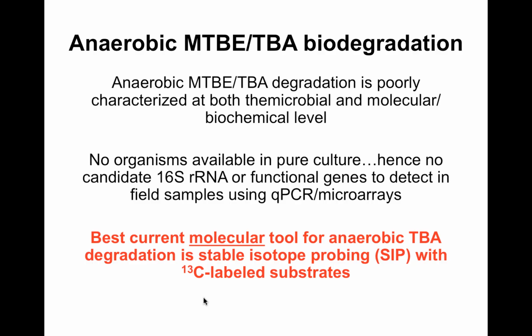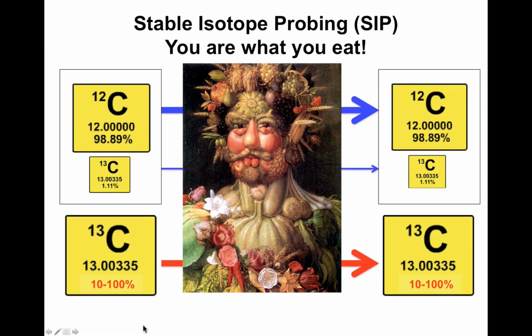When we get to anaerobic MTB and TBA degradation, we're really at the opposite end of the spectrum. We have microcosm and field-based evidence for the degradation of TBA under these reducing conditions. The same is true both for MTB and TBA, but the thing that is effectively killing us in the molecular field is that there are no organisms available in pure culture. And so there are no 16S ribosomal RNA genes that can be used in qPCR-based assays, and there are no functional genes available that can be used in the same way as I just suggested you could track that mutase for an aerobic process.